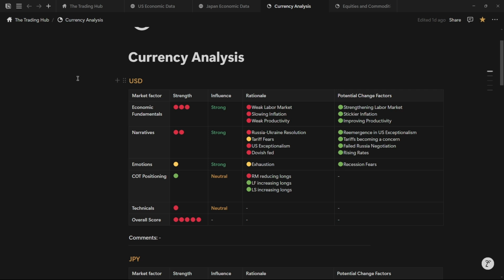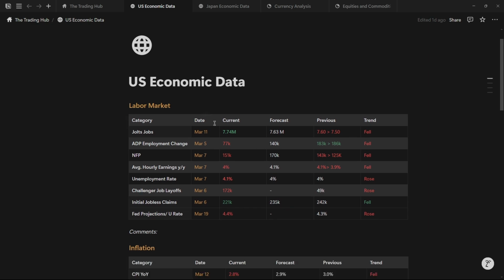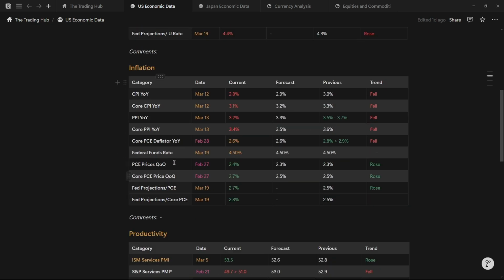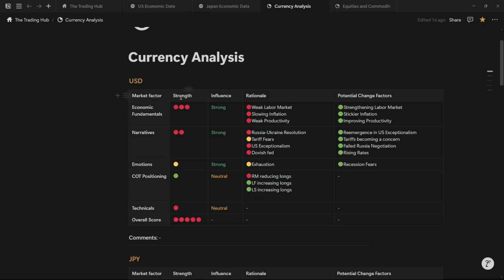And I knew that fundamentals move price. So what's happening in an economy? If you look at the US dollar, I have US economic data here, which I use to track economic data. So you have the labor market, inflation, and productivity. That's the first factor that moves price, and this right here is economic fundamentals. I categorize this into three separate sections: labor market, inflation, and productivity.